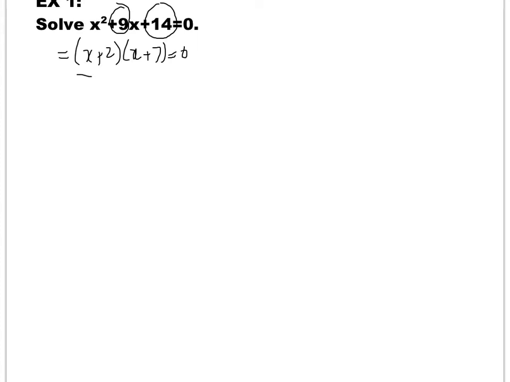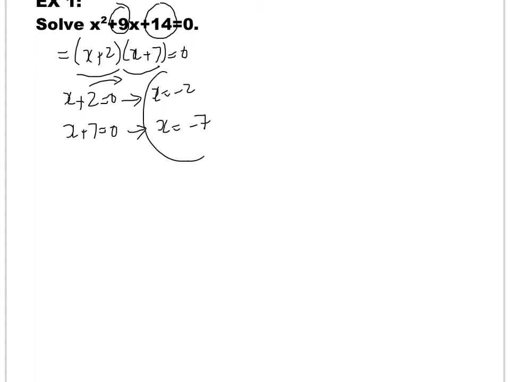Since the product of two numbers is 0, either both of them or at least one of them has to be 0. So if x plus 2 is equal to 0, then I say x is negative 2. I move this to the right. Or x plus 7 is equal to 0. I get x is negative 7. So you can see that there are two solutions, two zeros, two x-intercepts. And as usual, to test it, put it back in the main equation and see if it gives you a 0.